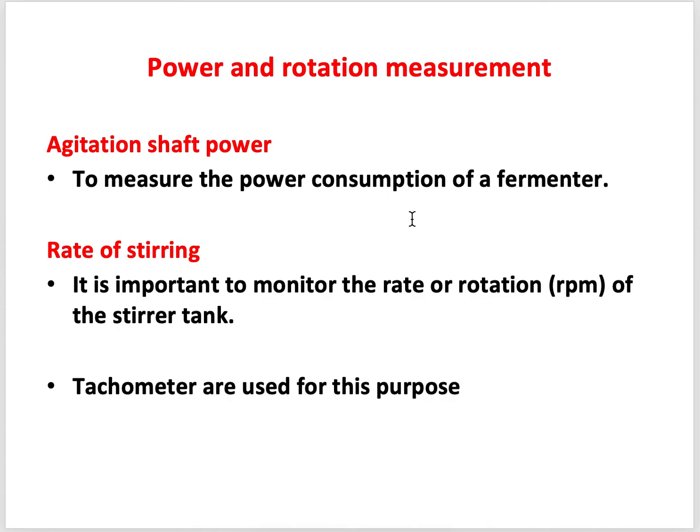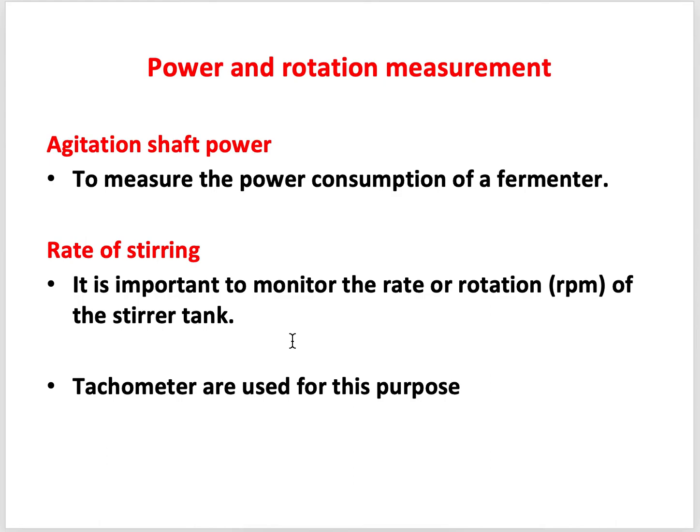Agitation shaft power. This is to measure the power consumption of a fermenter, that is, how much power a fermenter is consuming. Most of the power is actually consumed by the shaft rotator, so it is important to measure its power consumption and rate of stirring. It is important to monitor the rate of rotation of the stirrer.